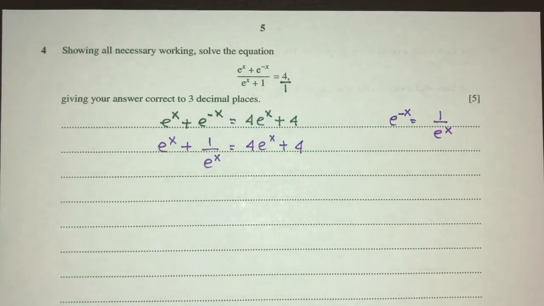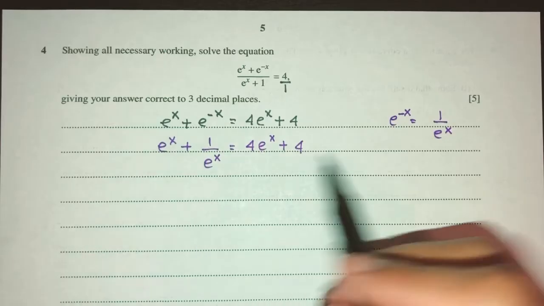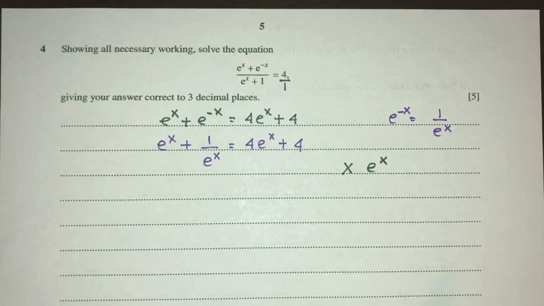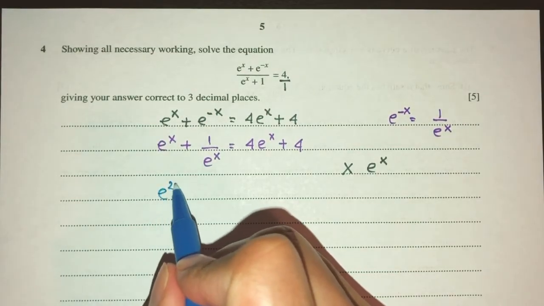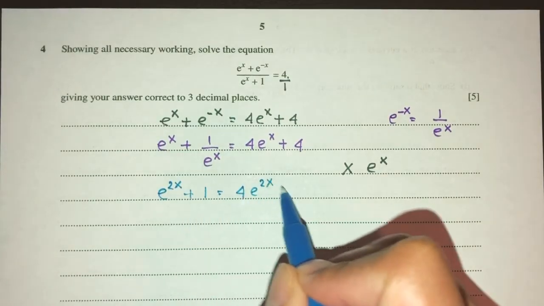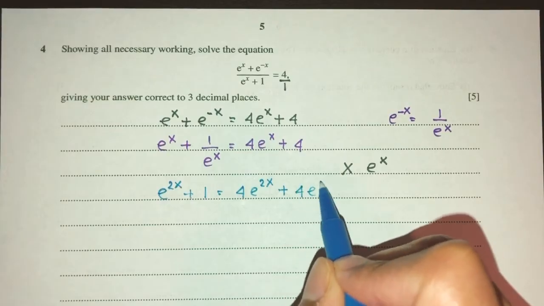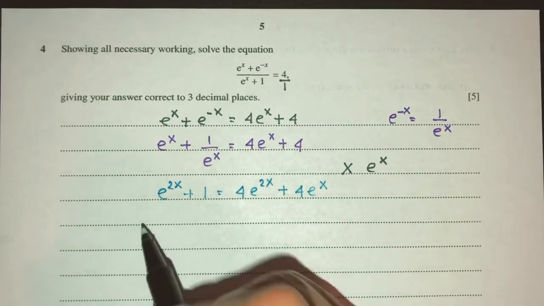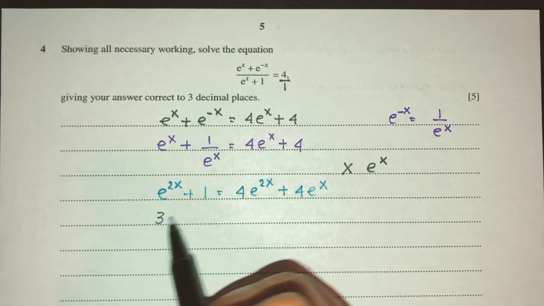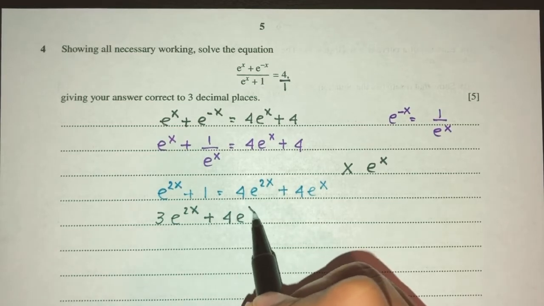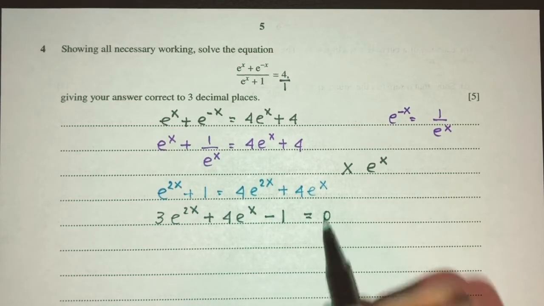Now, we have to eliminate the denominator. We have to multiply everywhere by exponential of x. So what do you have? So you will have, here you will have exponential of 2x plus 1 equal to 4 exponential of 2x plus 4 exponential of x. So now we can simplify. Let's bring everything to one side. You will have 4 minus 1, that will be 3, exponential of 2x, plus 4 exponential of x minus 1 equal to 0.